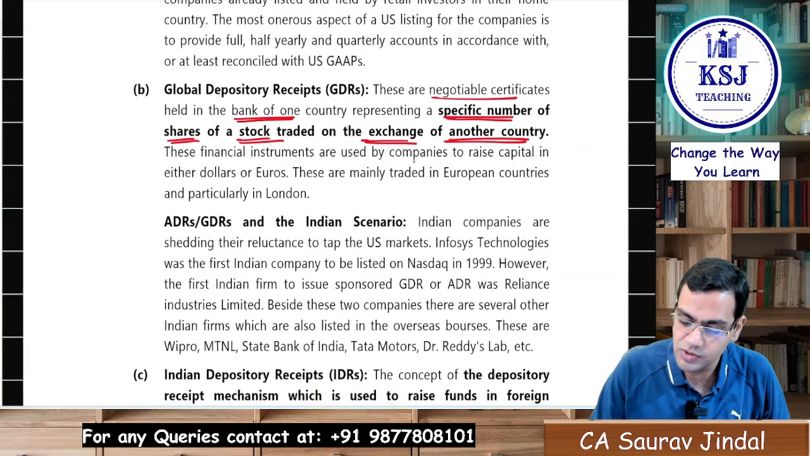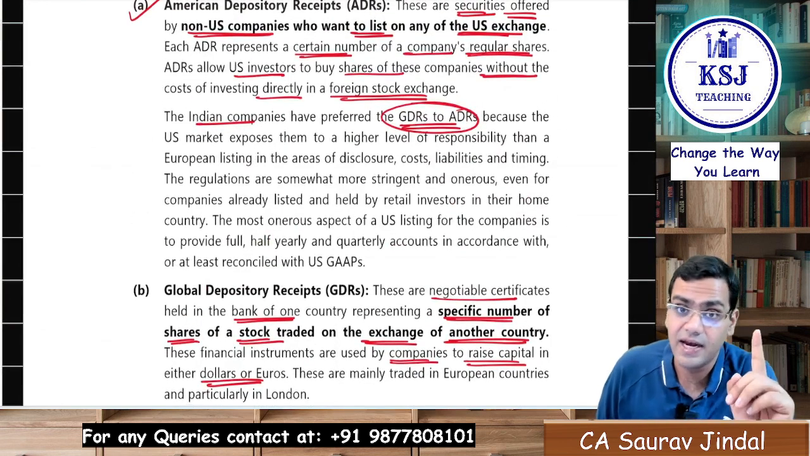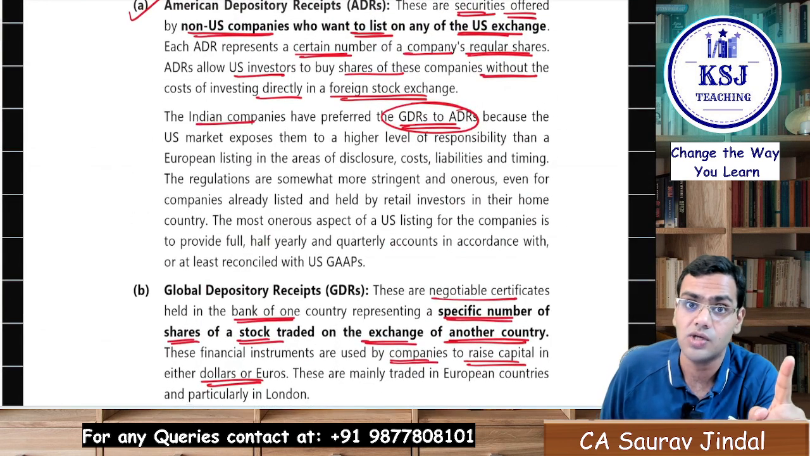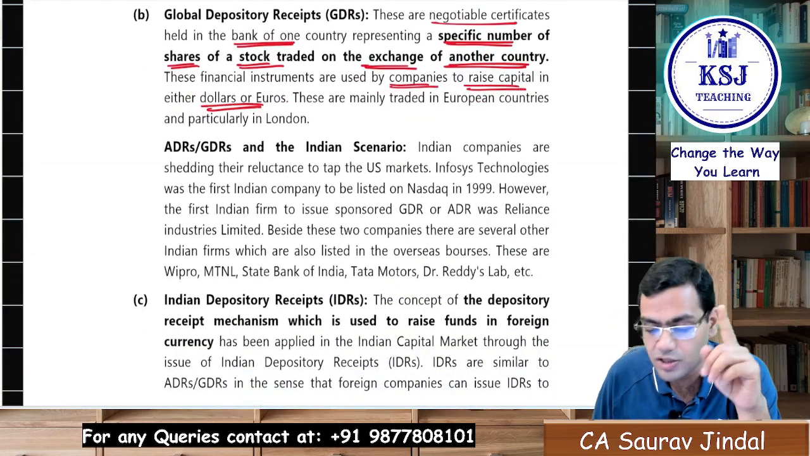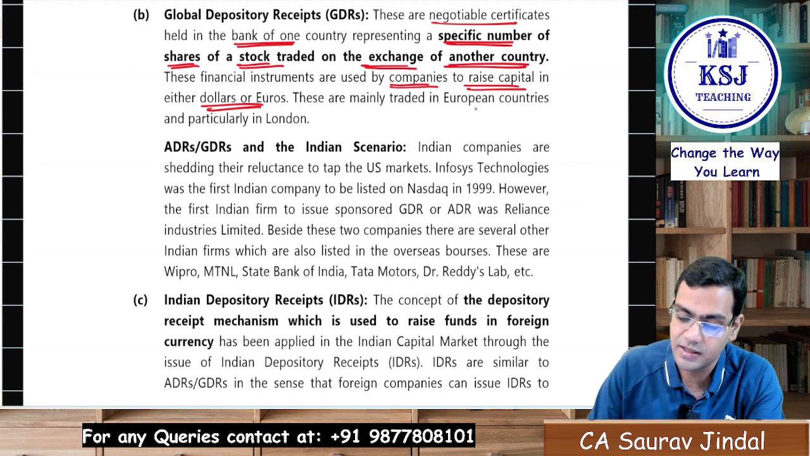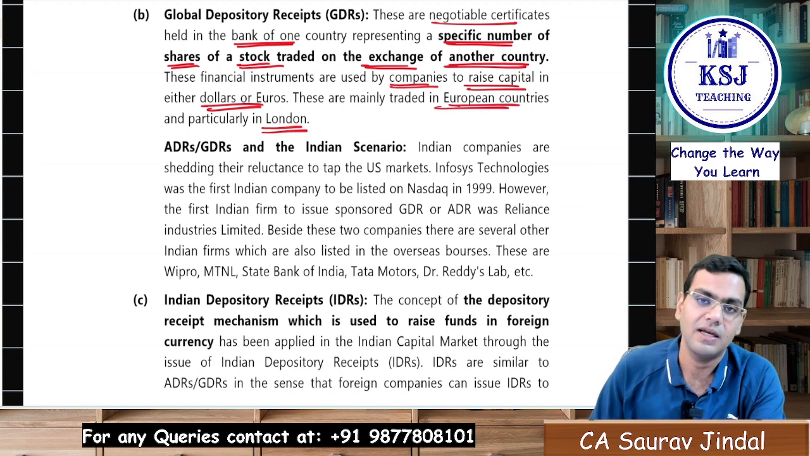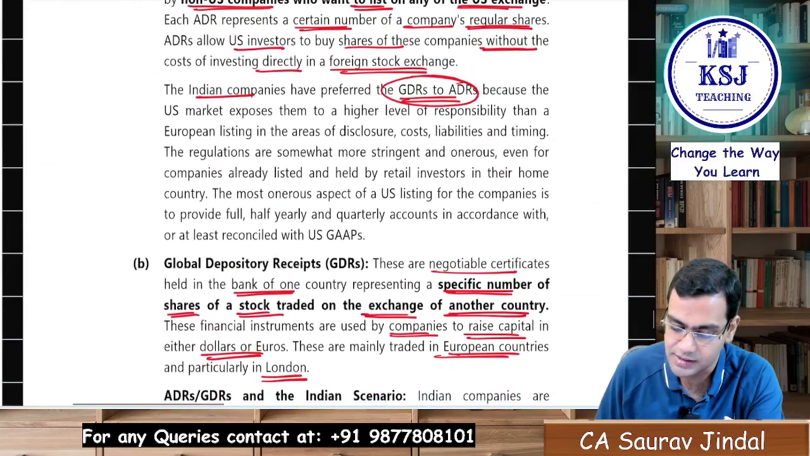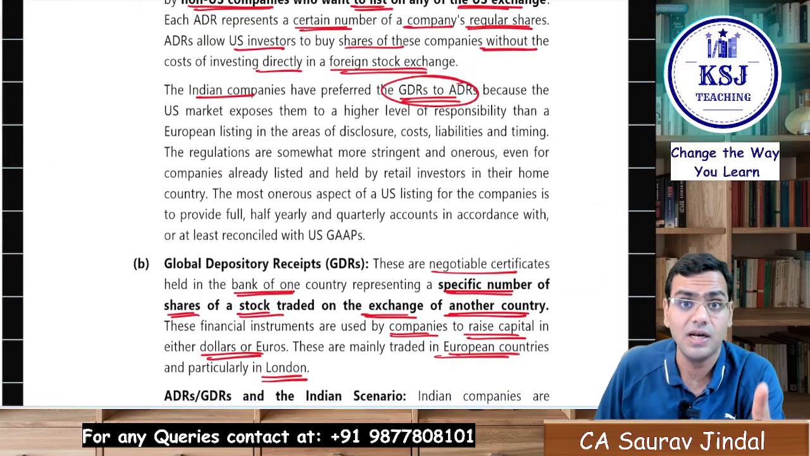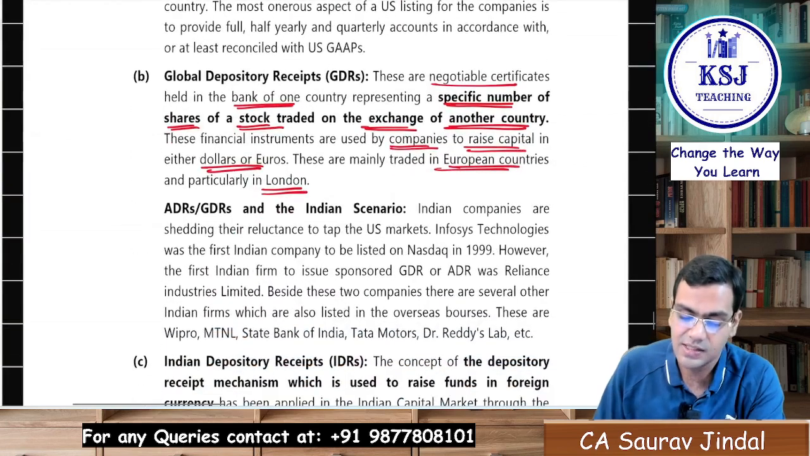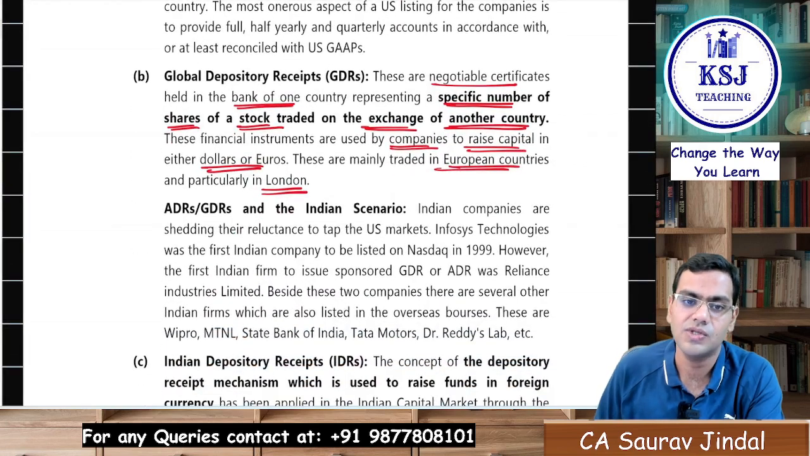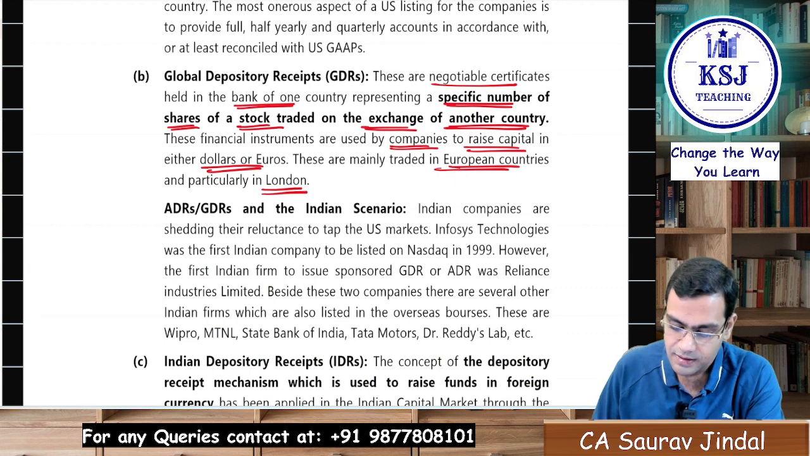Financial instruments are used by companies to raise capital in either dollars or euros. In case of ADRs, the transactions are taking place in the US dollar, right? But in case of the GDRs, it can be in dollars, it can be in euros, right? They are mainly traded in the European countries and particularly in London, the London Stock Exchange, right? So ADRs are majorly traded in the US dollar because that is on the American Stock Exchange. So it has to be traded in the American dollar, whereas the GDRs can be in dollars, euros, or any other currency, right?